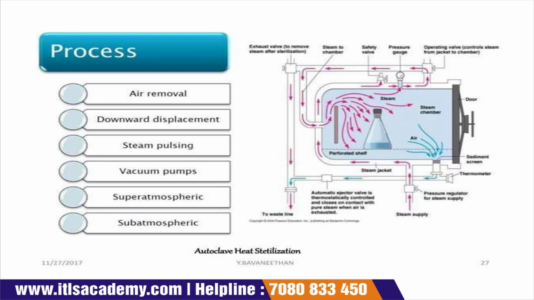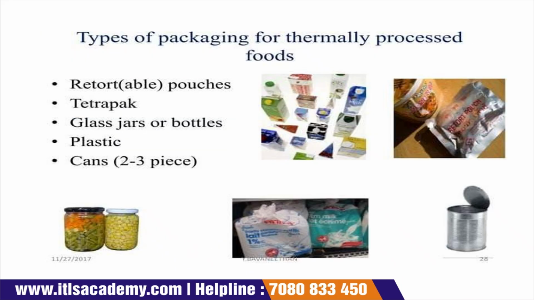Processes for autoclave heat sterilization include air removal, downward displacement, steam pulsing, vacuum pump, superatmospheric and subatmospheric. Types of packaging for thermally processed food products are retort pouches, Tetra Pak, glass jars, and plastic cans.